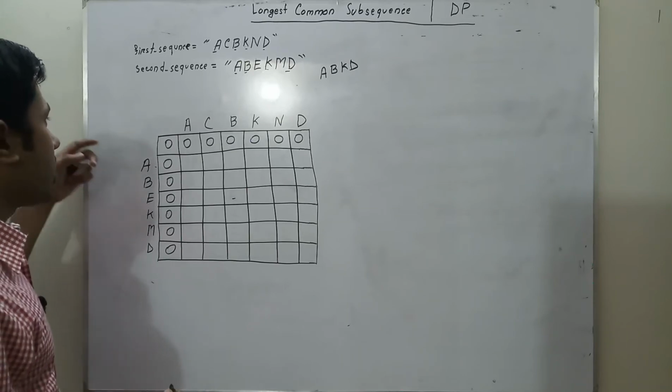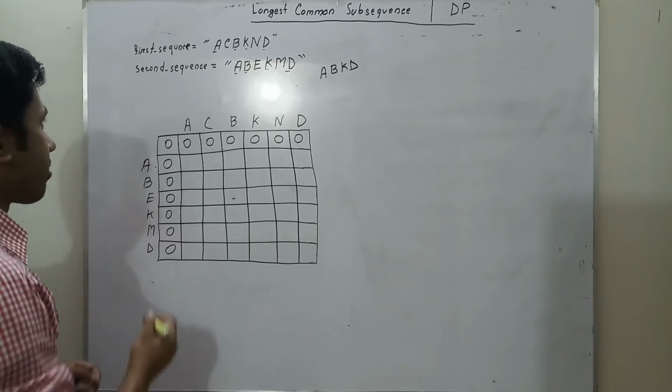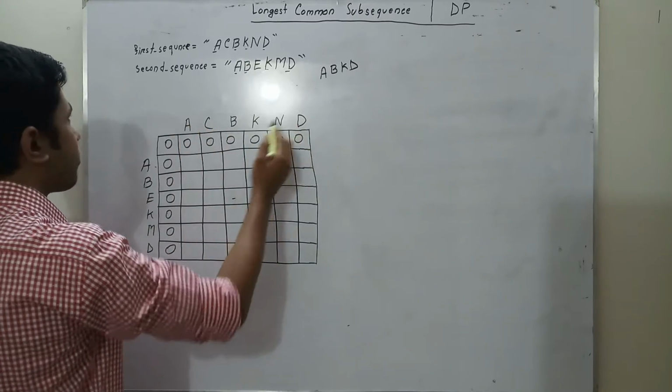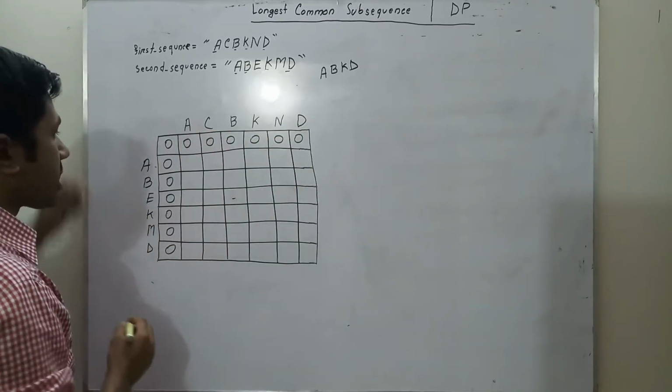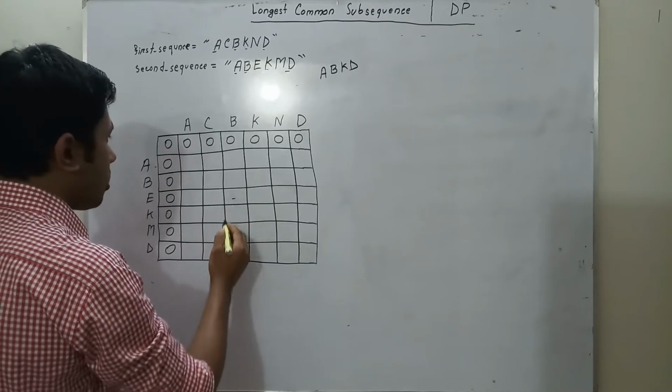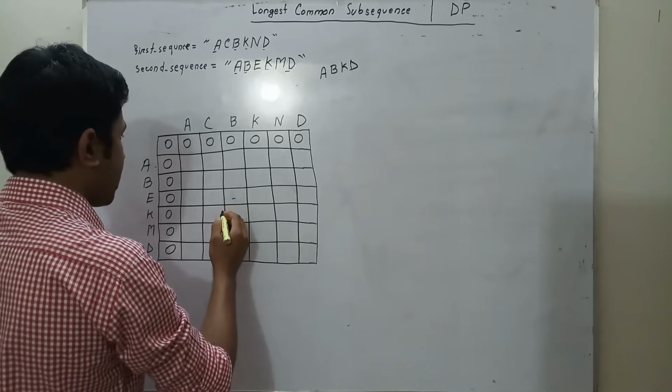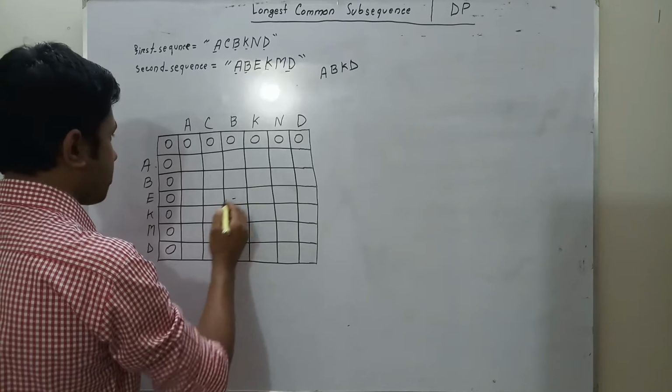To solve the problem, we have a table. Here the columns represent the first sequence and the rows represent the second sequence. Each field of this table will represent the maximum number of matched characters.